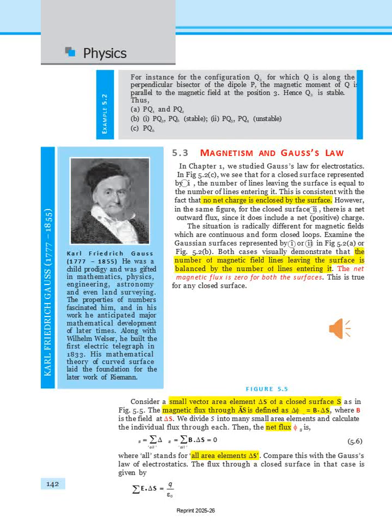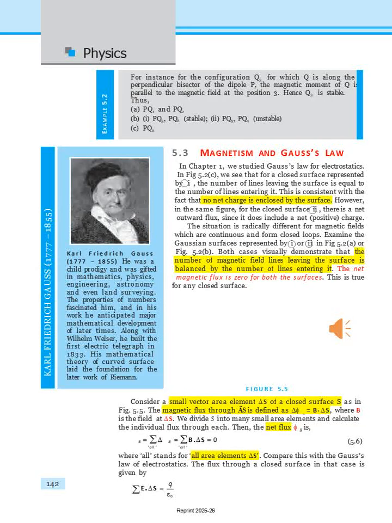Examine the Gaussian surfaces represented by 1 or 2 in Figure 5.2a or Figure 5.2b. Both cases visually demonstrate that the number of magnetic field lines leaving the surface is balanced by the number of lines entering it. The net magnetic flux is 0 for both the surfaces. This is true for any closed surface.